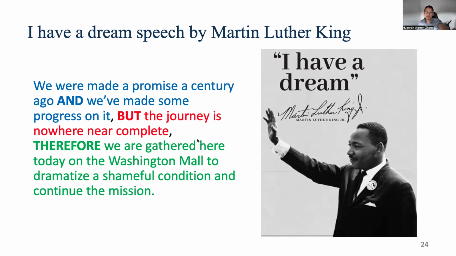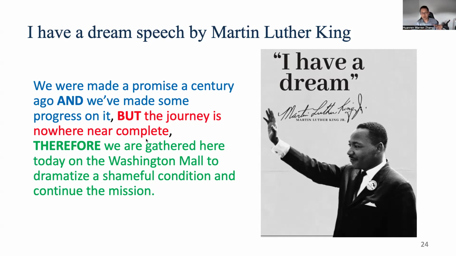So to summarize, as an ABT structure we see here, we were made a promise a century ago, and that promise was actually made by Abraham Lincoln, right? So we will have a nation that liberates the African American people, right? And we've made some progress. So this is something that people can agree upon, right? Especially among the African Americans who are the major audience of this speech. But the journey is nowhere near completed. We still experience a lot of issues. I mean, that's actually why people are gathering there, right?